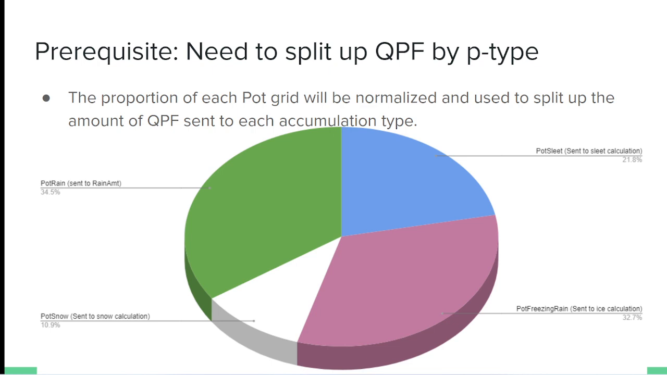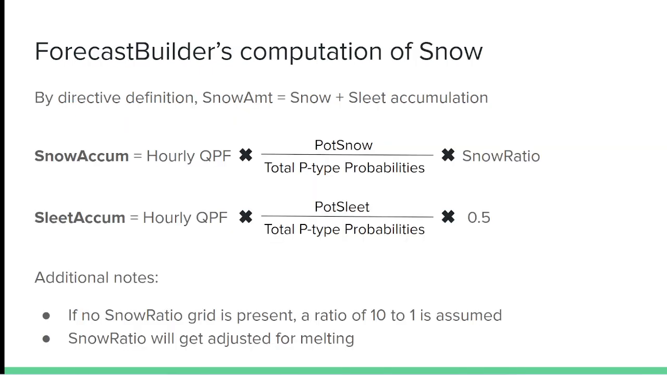Pot rain's portion will be sent to a grid called rain amount. Pot snow's ratio will be used in a snow algorithm that utilizes SLR to calculate the accumulation. Pot sleet's portion will essentially use the same formula as pot snow, except it uses a static snow to liquid ratio of 2:1. Finally, pot freezing rain's portion will be sent to the FRAM algorithm to create ice accumulation grids. You will see and hear more about this whole process in a few slides.